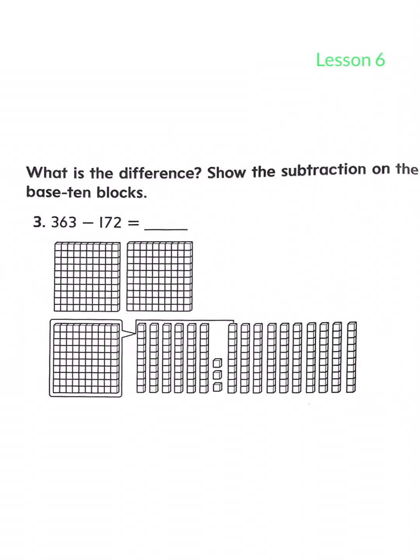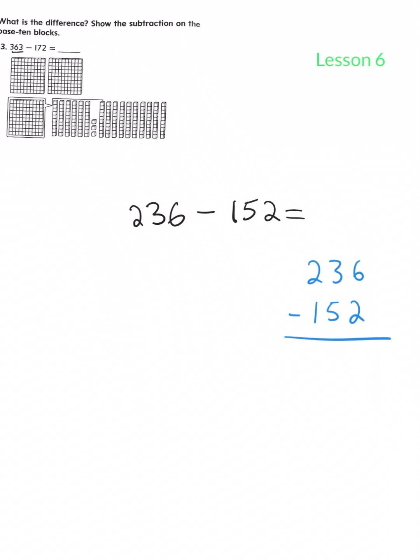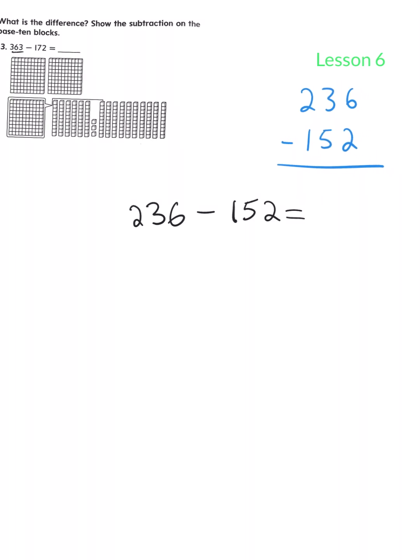Lesson 6 is exactly the same idea, but now we're working with regrouping hundreds as well as tens. So you can see in this model that they have drawn 363, and they have shown how we could regroup one of those hundreds into 10 tens. That's this over here. Now let's look at a similar problem: 236 minus 152, and again I'm going to show you how the standard algorithm lines up with using these base 10 blocks, and I'm just going to move this up here for a little more space.